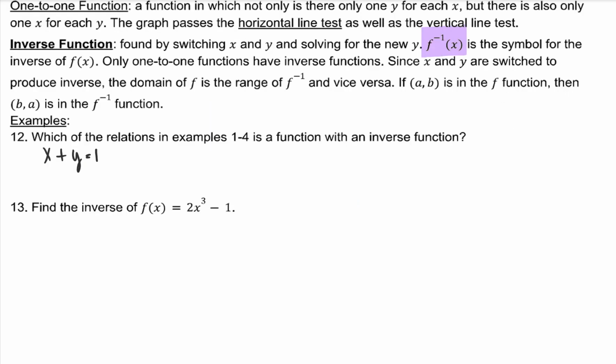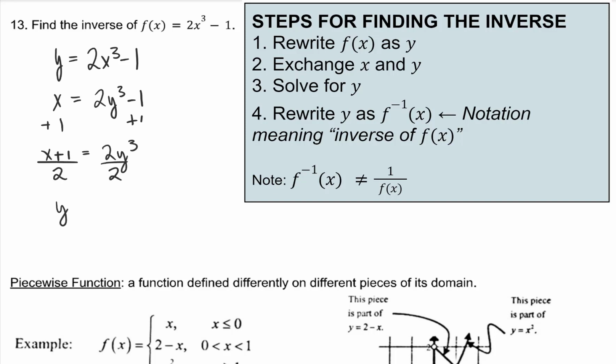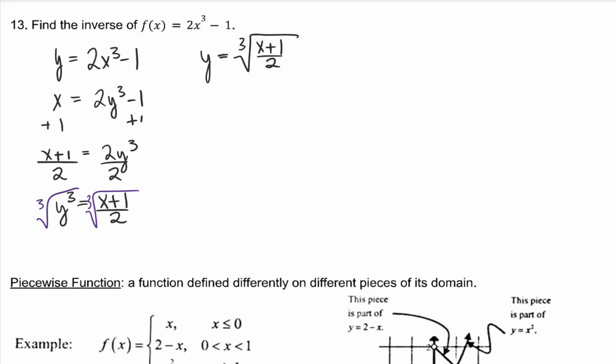Find the inverse of f of x equals 2x cubed minus 1. The steps for finding an inverse function is to first replace f of x with y. Because the domain and range are switched for inverse functions, we're going to switch x and y, and then solve for y. We have our inverse function. Let's go ahead and call it by its name, f inverse of x.